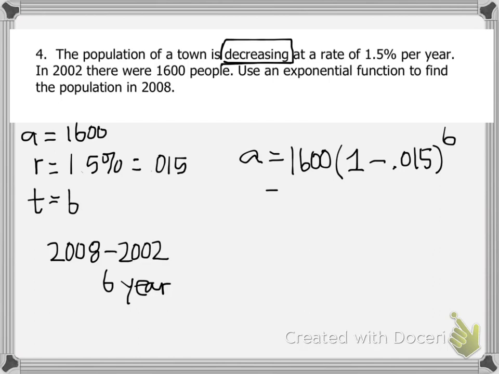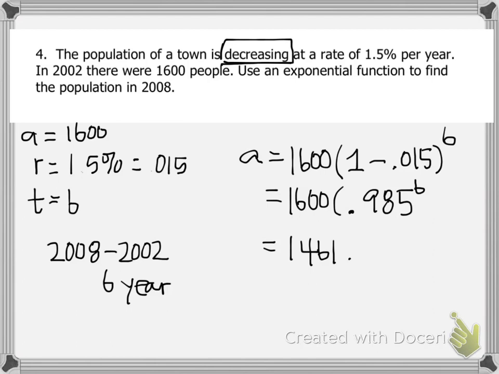Okay, so this should be 1,600 times 0.985 raised to the 6th power. So this should be 1,461.29. Okay, but we're looking at people, so it's going to decrease to 1,461 people.